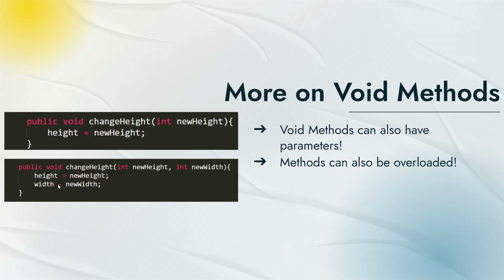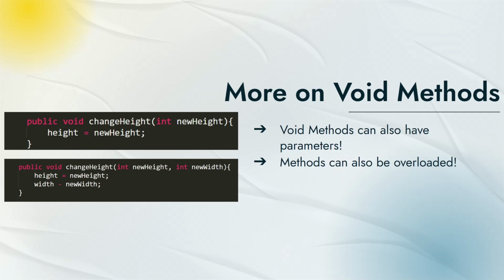Sorry, this is a mistake. I put a dash, but that is supposed to be an equal sign. So just ignore that. That is supposed to be an equal sign. Although this is kind of a weird example, because if it's called changeHeight and it changes height and width, maybe changeDimensions was a better name. As I said, you should have good naming convention, and this is a very bad example of naming convention.